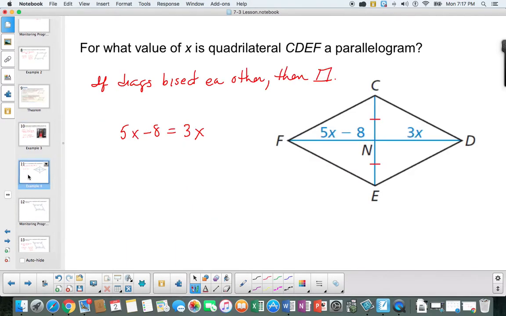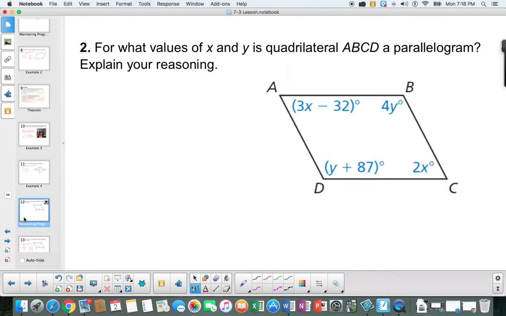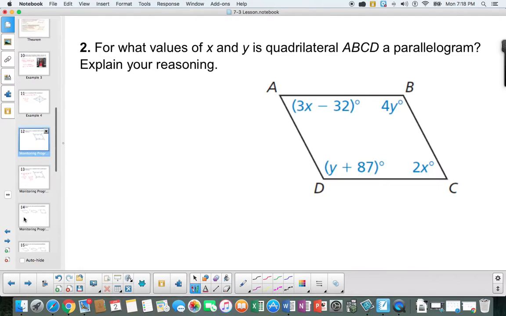All right, for what value of x is this quad going to be a parallelogram? Now the theorem I want to force on this is if the diagonals bisect each other, then it's a parallelogram. So I want to force these to be equal. So this will be 2x is equal to 8 and x is equal to 4. Your turn. Try to find the values of x and y that'll force this to be a parallelogram.